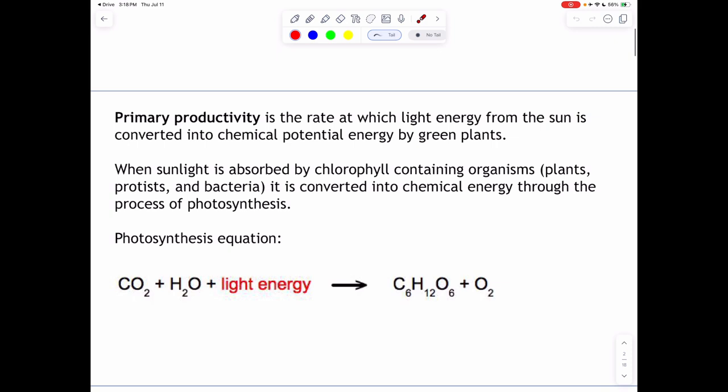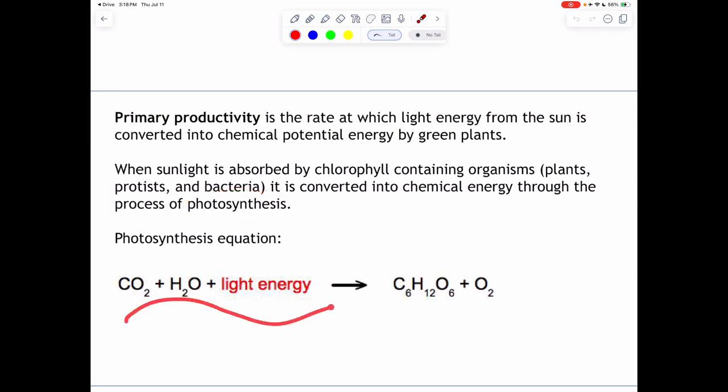All right, so primary productivity is the rate at which light energy from the sun is converted into chemical potential energy by green plants or by our primary producers. As we know, when sunlight is absorbed by the chlorophyll-containing organisms, so those are going to be our plants, our protists, our bacteria, it's then going to be converted into chemical energy through our favorite word, photosynthesis.